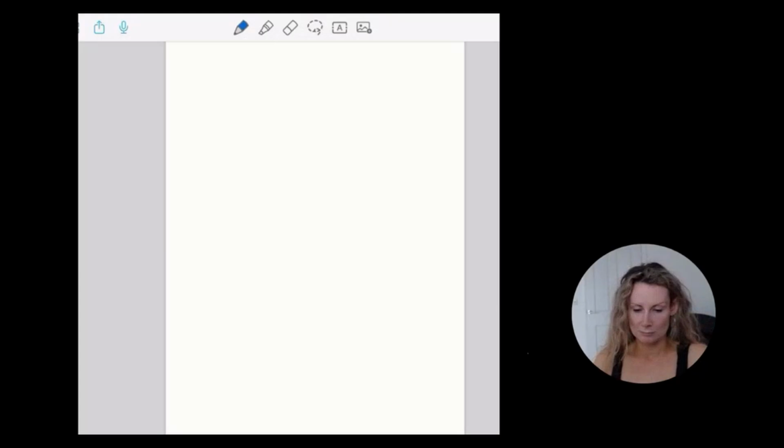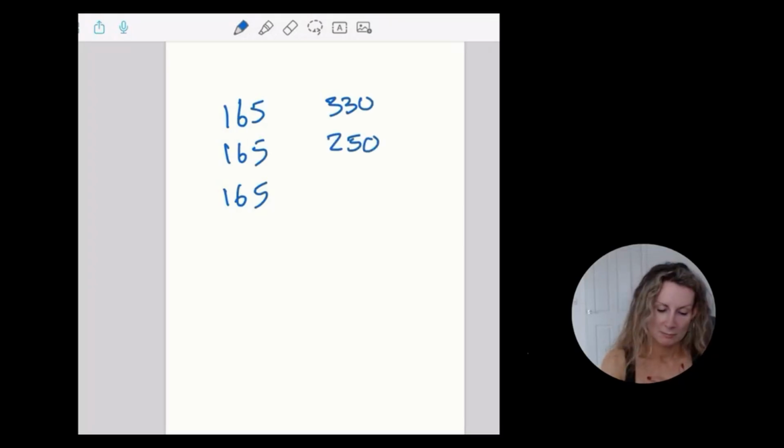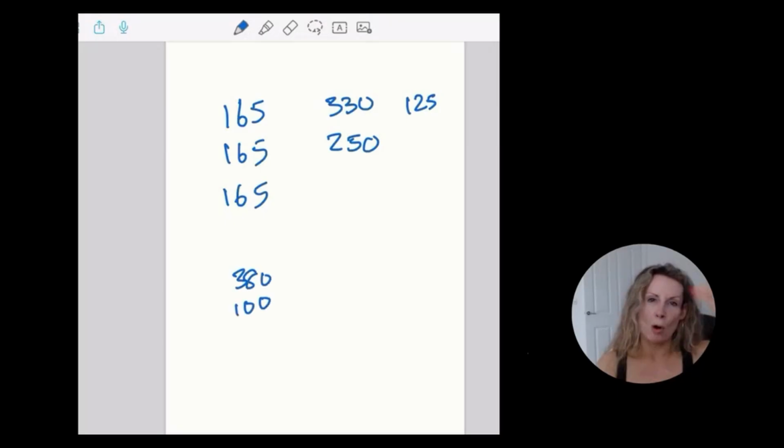There's 3 lots of 165. Okay, so we've got 165, 165, and 165. Yep. There's a 330. 330. A 250. 250. 125. 125. A 380 and 100. Okay, so I'll put and then do 380 and then do 100. I wouldn't do them all together. Would you not? Okay. No, I wouldn't.